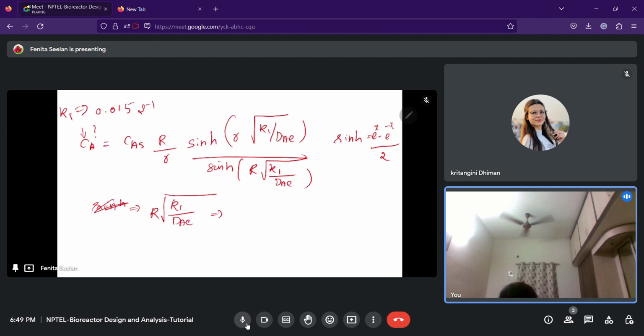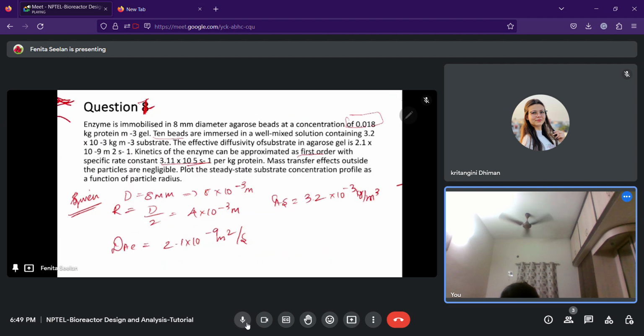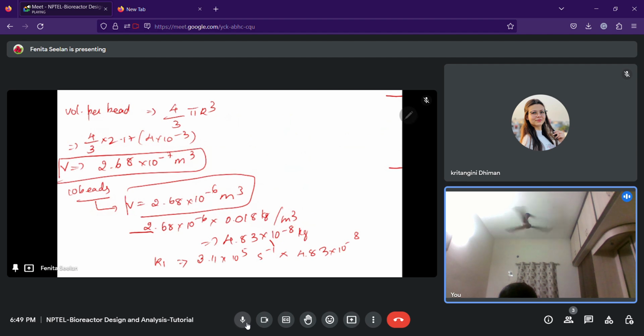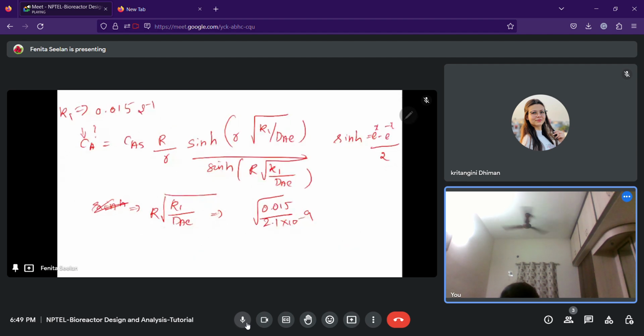Now substitute the radius we know. K1 is 0.015 and your D is what? 2.1 into 10 power minus 9. And what is the value of R? I think it is 4 into 10 power minus 3. What would be the value of this term? You can substitute it here. This is the one which we need. The graph should be in terms of this and this.